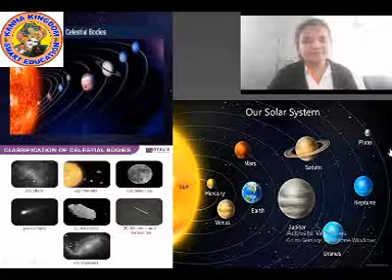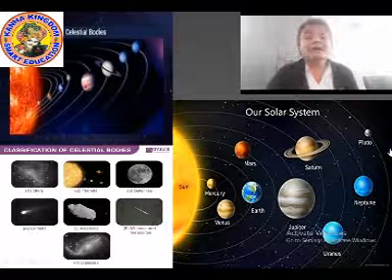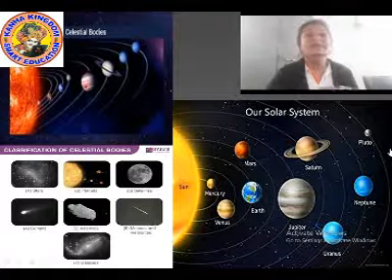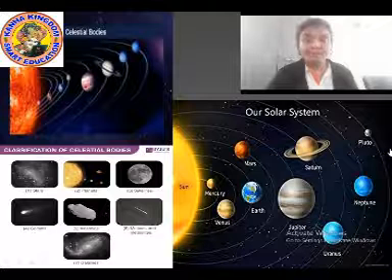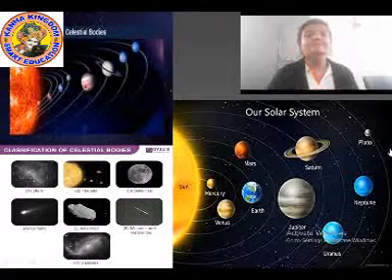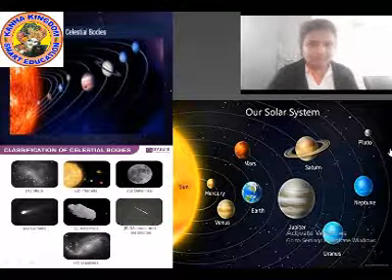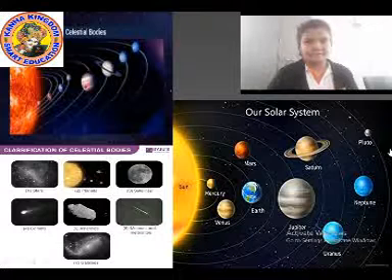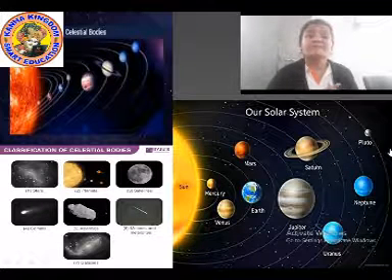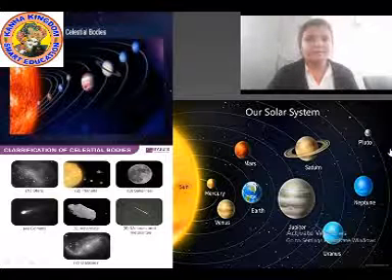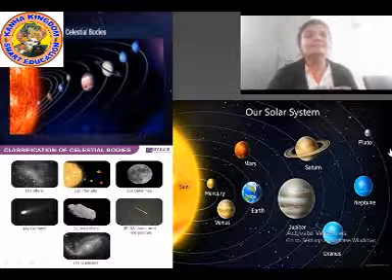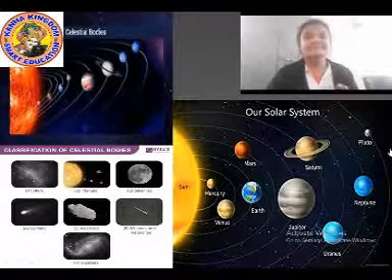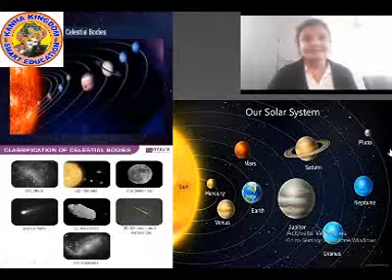Then comes our Earth. Earth is also known as the blue planet or life planet. Why? Because life is only possible on Earth. Then the red planet, that is Mars. Fifth is Jupiter. It is the largest planet in the solar system. Then comes Saturn, the second largest planet.